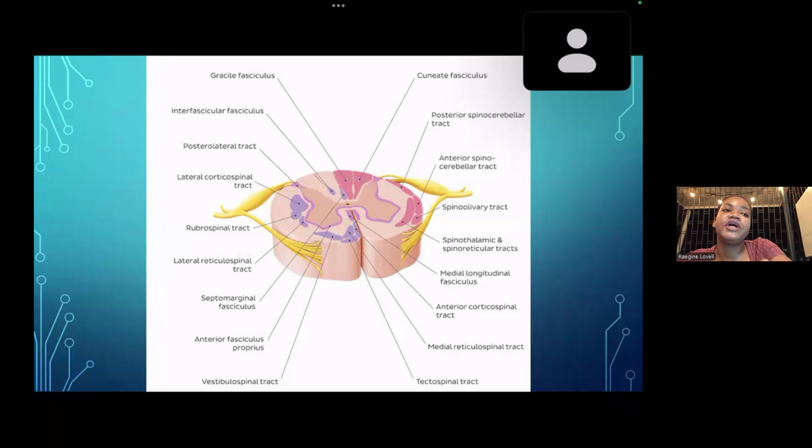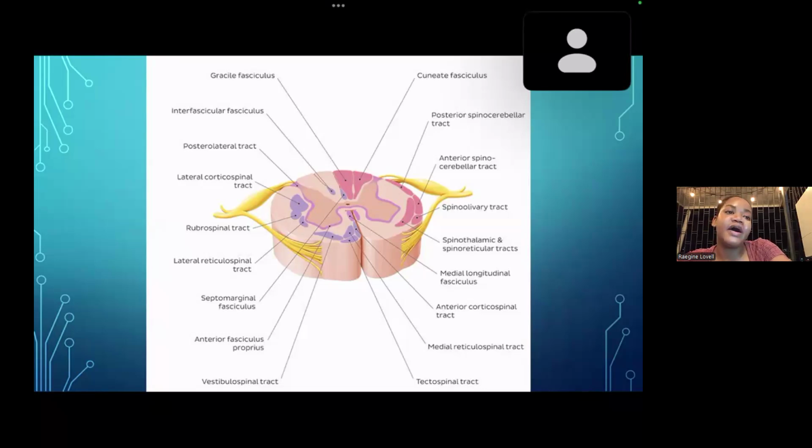The posterior column medial lemniscal pathway is formed by the gracile fasciculus and cuneate fasciculus, and those relay discriminative touch, vibration, pressure, and proprioception. Finally, there's the somatosensory pathways to the cerebellum, which are composed of the anterior, posterior, and rostral spinocerebellar tracts, which function to relay proprioception as well as sensations of pain and pressure.